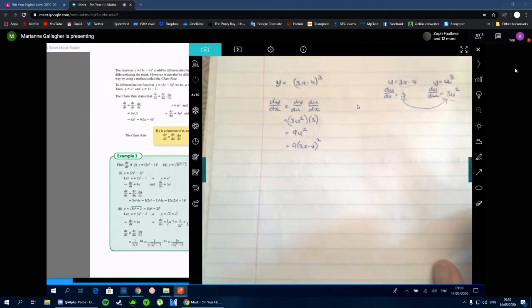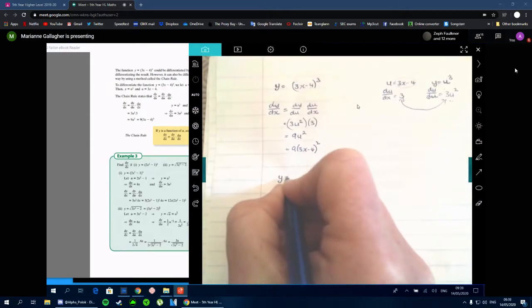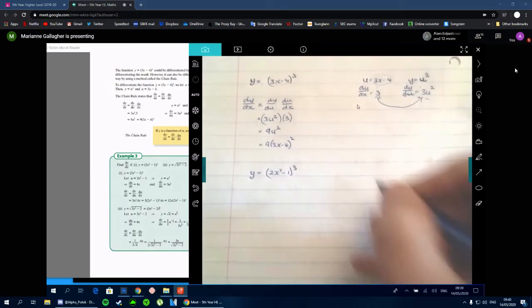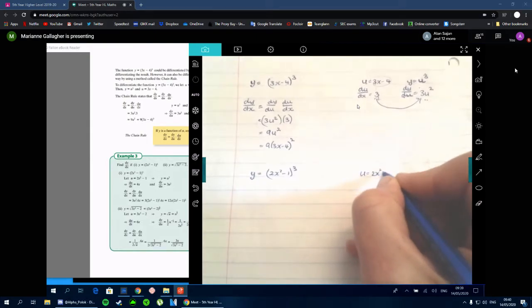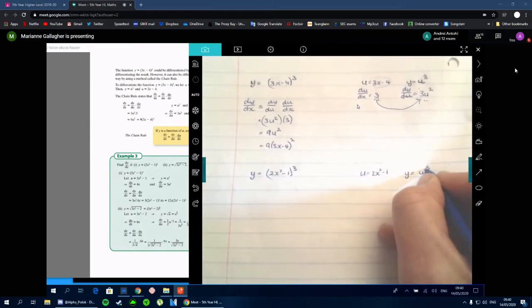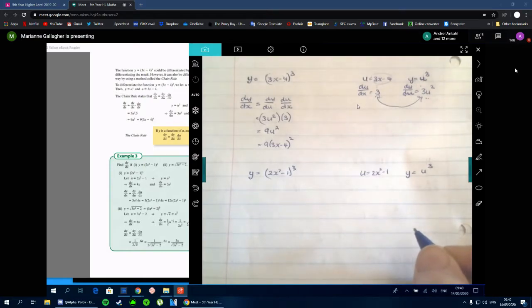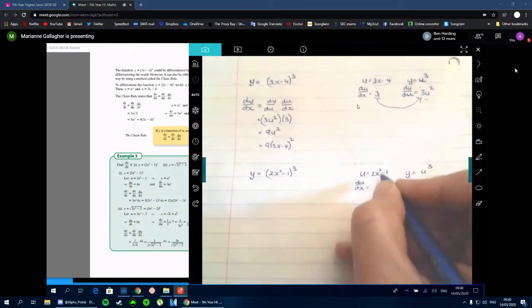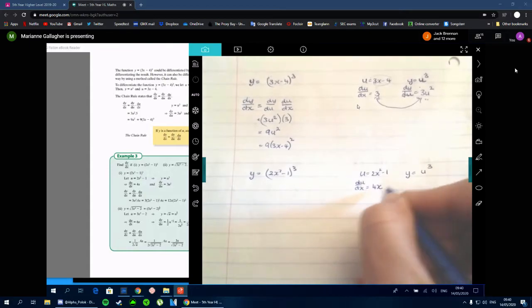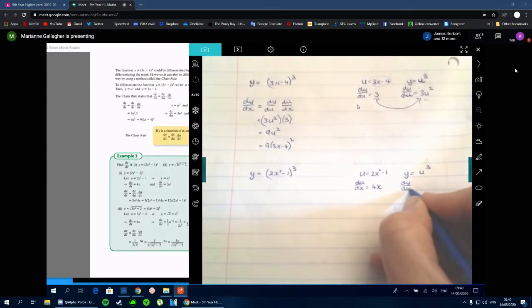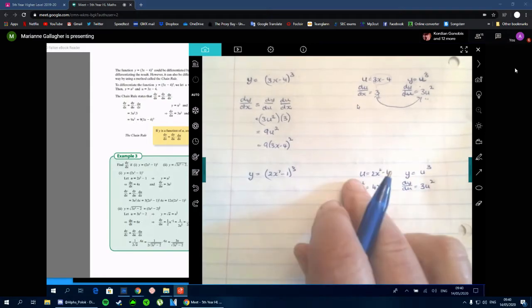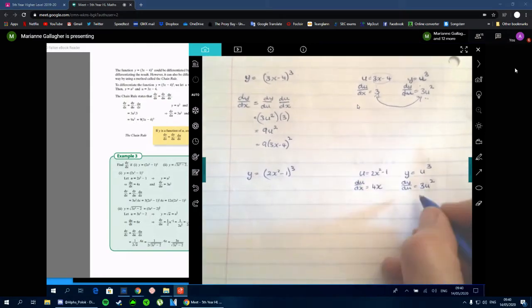So I'm going to go through example 3. So y is equal to (2x squared minus 1) cubed. So I let u be what's in the brackets, and then y is equal to u cubed. Is that okay? Yeah. And then du/dx is equal to 4x. That's easy enough. dy/du is equal to 3u squared. Is that okay? Yeah. Then you can either sub back in now, or you can do it at the end.